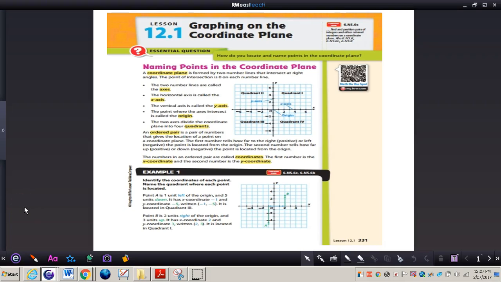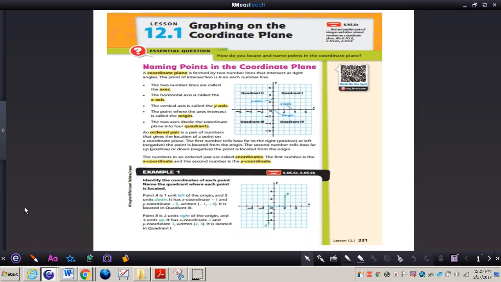In this video, we're going to be taking a look at graphing on the coordinate plane. Now you need to have your Go Math book out, turn to page 331, get out your math journal and a pencil. Now before we begin looking at graphing on the coordinate plane, we're going to look at the essential question, that is, how do you locate and name points in the coordinate plane?